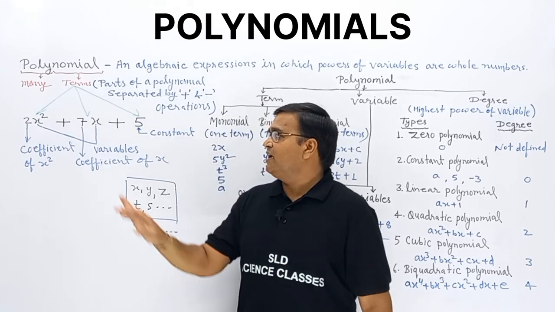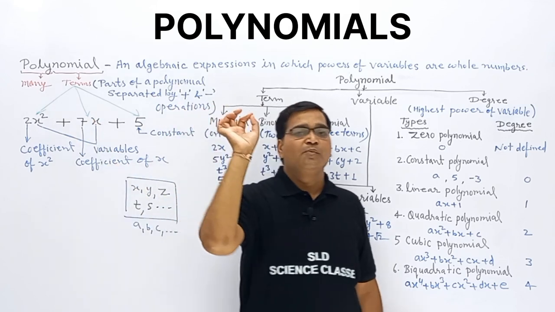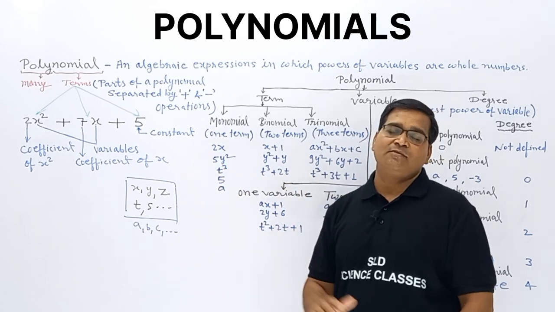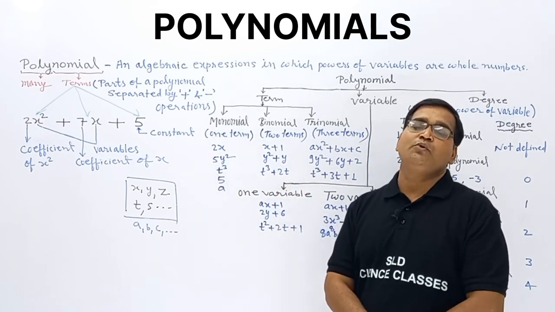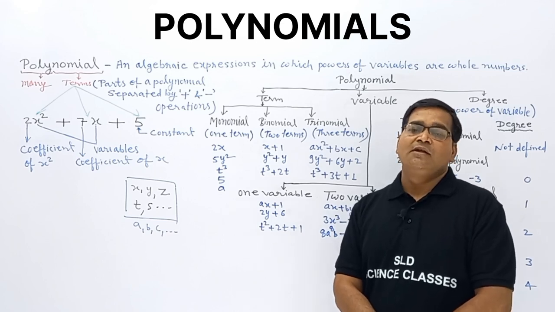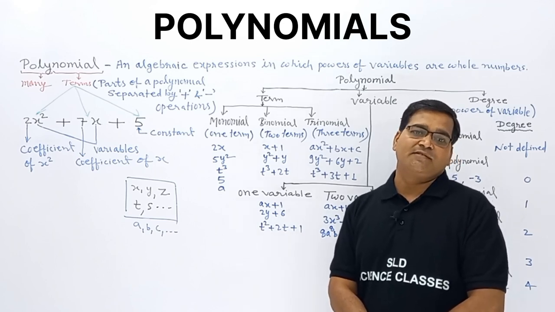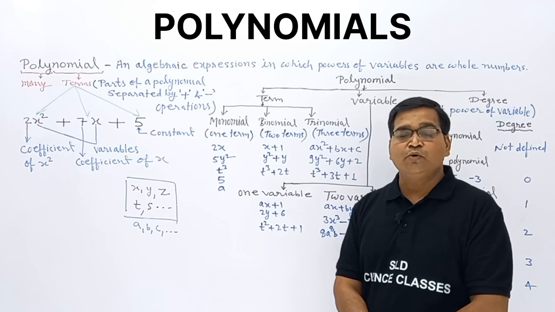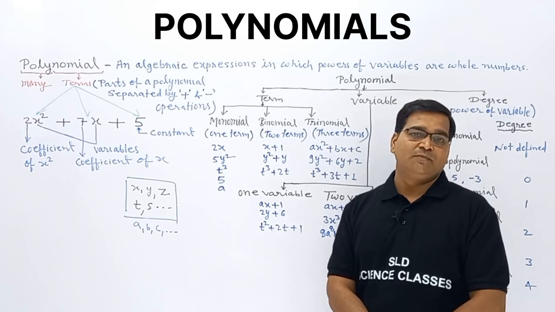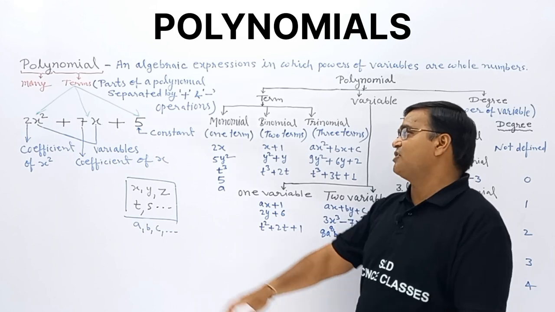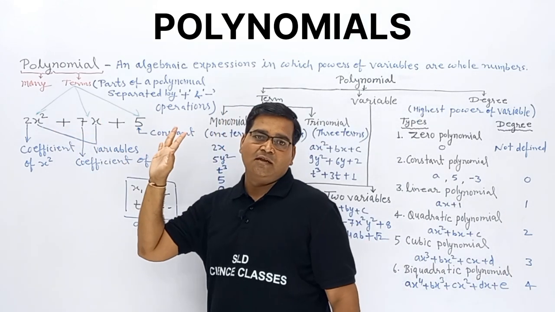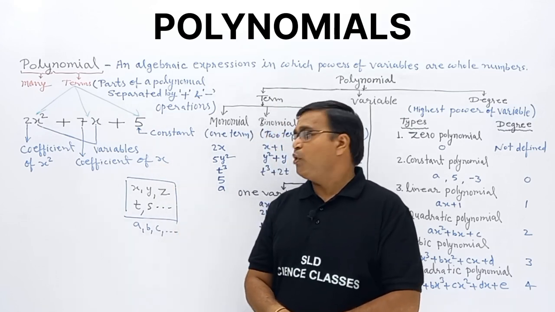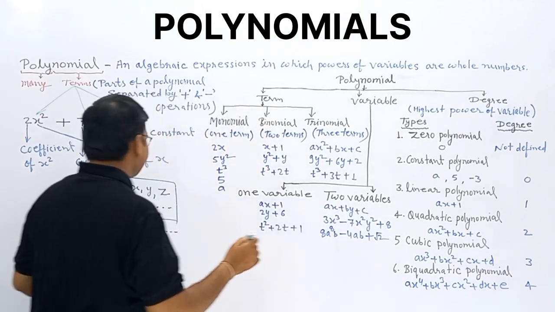So simply we can say the power of variables in a polynomial should be a whole number. 0, 1, 2, 3, 4 and 5, and so on, we can use. But we cannot use negative counting numbers like -1, -2, -3 and so on. Like this, we cannot use fractions like 1/2, -1/2. Power should be whole numbers only. Then we can say that the algebraic expression will be a polynomial. I am giving some examples.